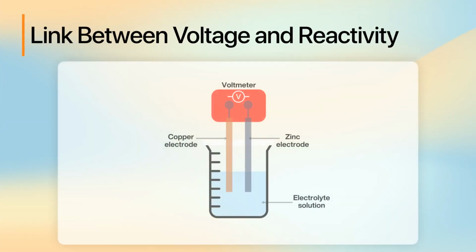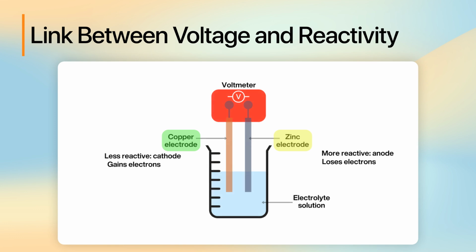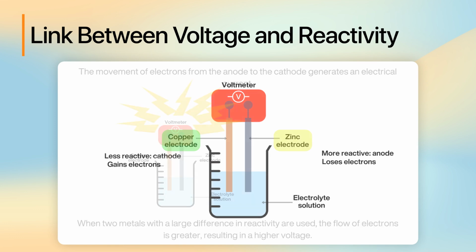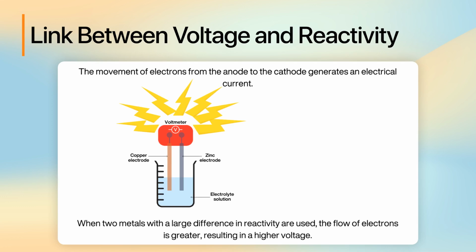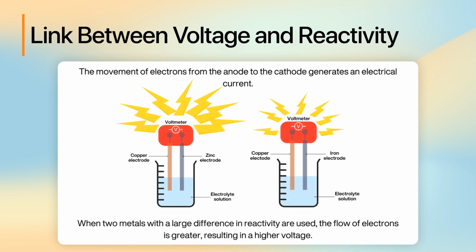When you place a more reactive metal, like zinc, and a less reactive metal, like copper, in a cell, the more reactive metal will act as the anode and lose electrons. Meanwhile, the less reactive metal will act as the cathode and gain electrons. This movement of electrons from the anode to the cathode through an external circuit creates an electrical current. When two metals with a large difference in reactivity are used, the flow of electrons is greater, resulting in a higher voltage.